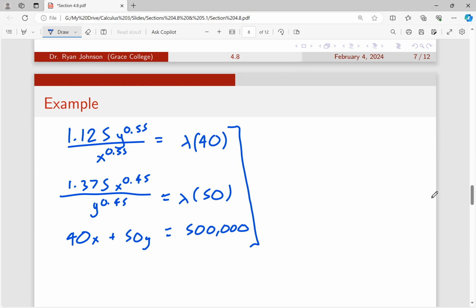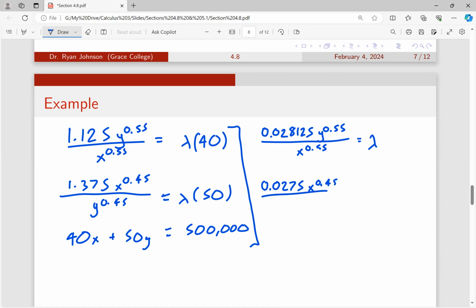So I'm going to divide 1.125 by 40. 1.125 divided by 40 is 0.028125, so 0.028125 y to the 0.55 over x to the 0.55 equals lambda. And also taking 1.375 divided by 50 is 0.0275, so 0.0275 x to the 0.45 over y to the 0.45 also equals lambda.